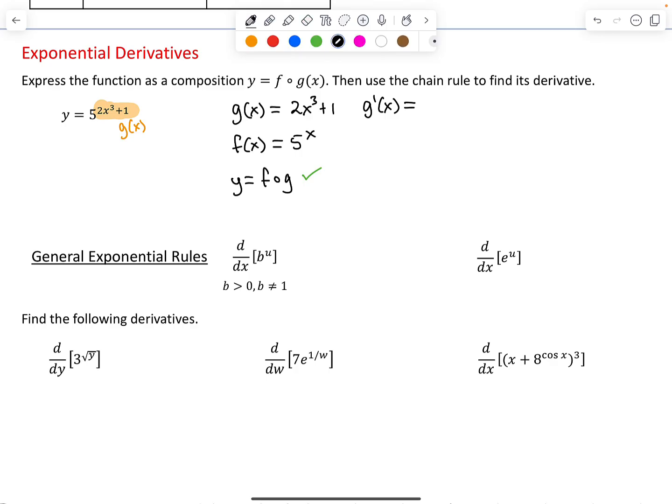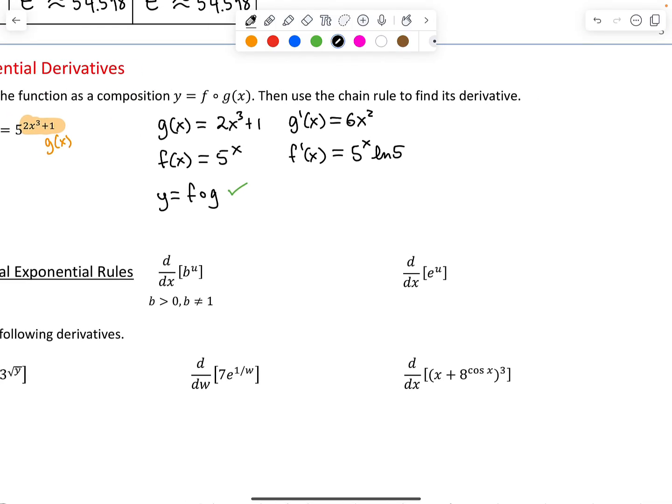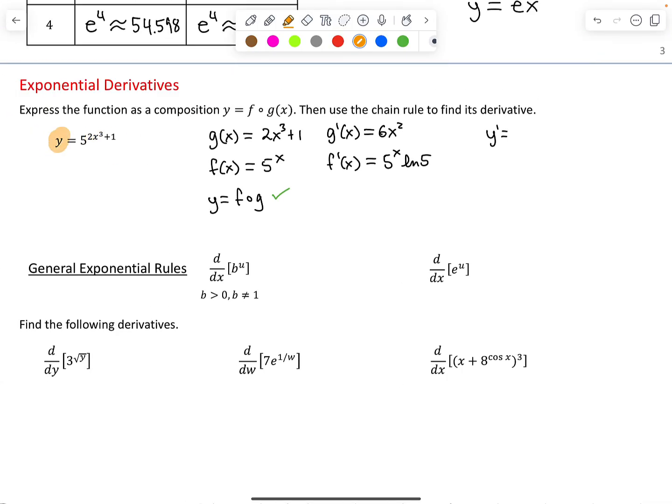Now let's find the derivatives. g prime of x would be, using the power rule, 6x squared. The 1 would go to 0. And f prime of x is the derivative of 5 to the x, which is 5 to the x times natural log 5.